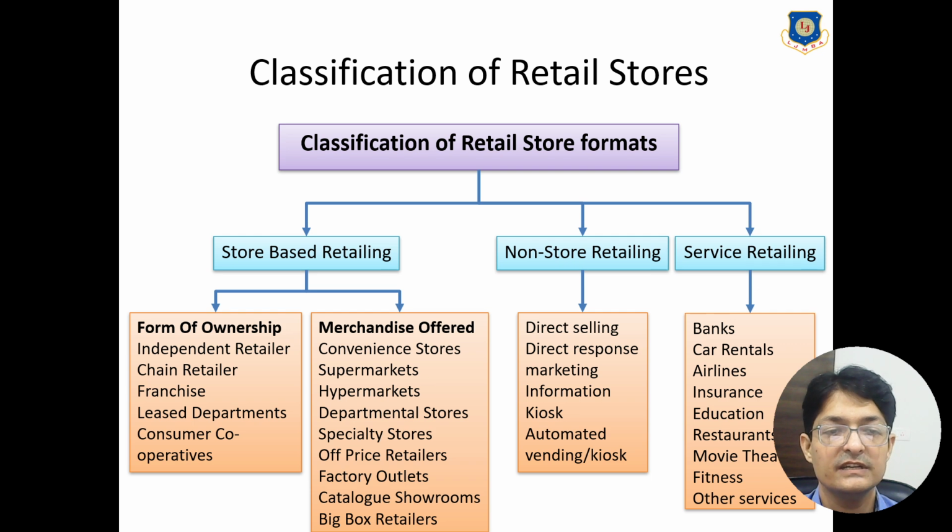Store-based retailing can be classified by ownership, which can be independent retailer, chain retailer, franchisee, leased department stores, consumer cooperatives, or by merchandise offered, like convenience store, supermarket, hypermarket, departmental store, specialty store, off-price retailer, factory outlet, big box retailer, etc. While in the case of non-store retailing, we can have direct selling, direct response marketing, information kiosk, automated vending, or kiosk.